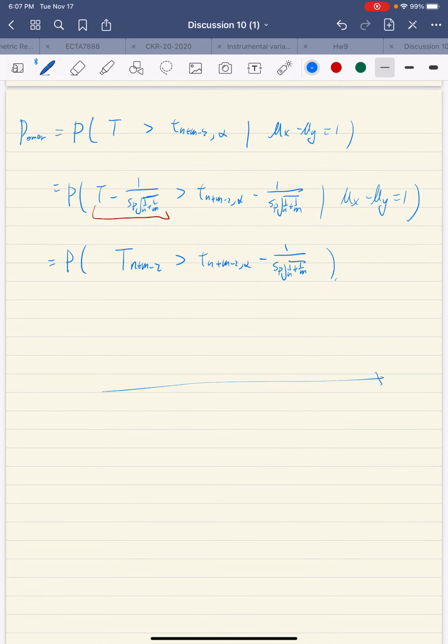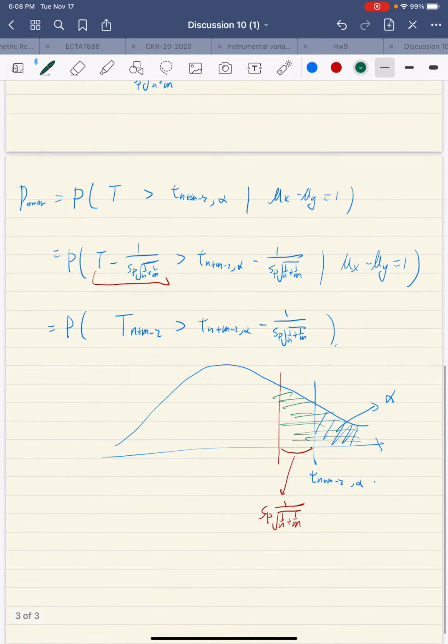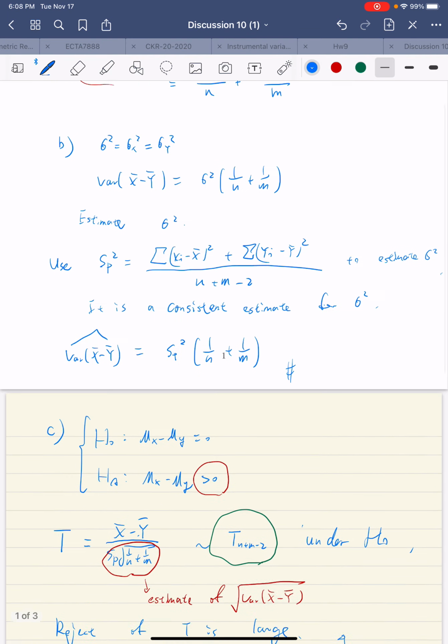Okay, so now we can draw a graph. It's similar. The right tail probability is alpha. The cut point is t with n plus n minus 2 degrees of freedom at alpha. And now we shift a little bit, so this is S_P. The whole thing here is the power. Okay, so that's question D.